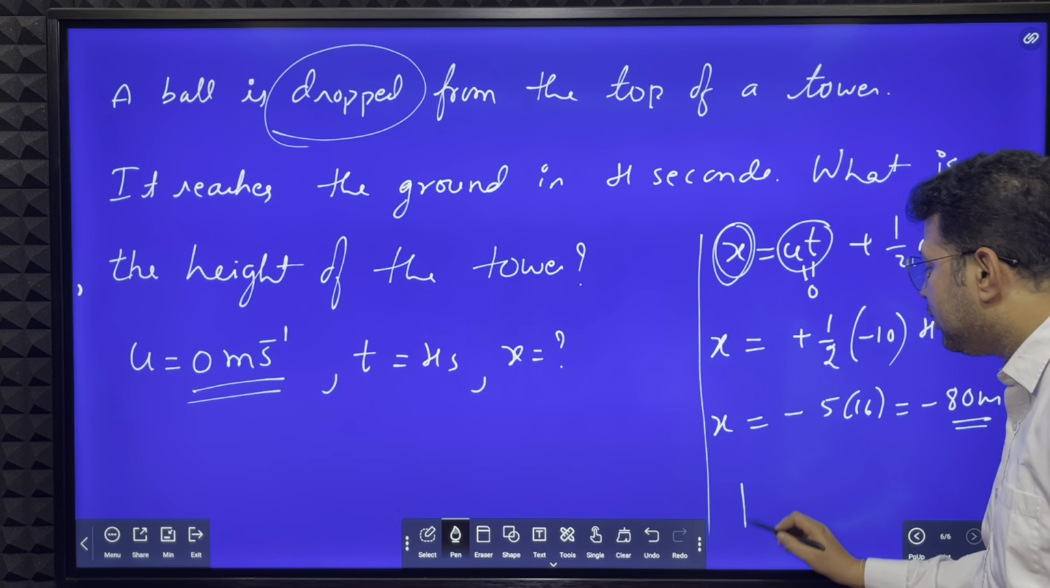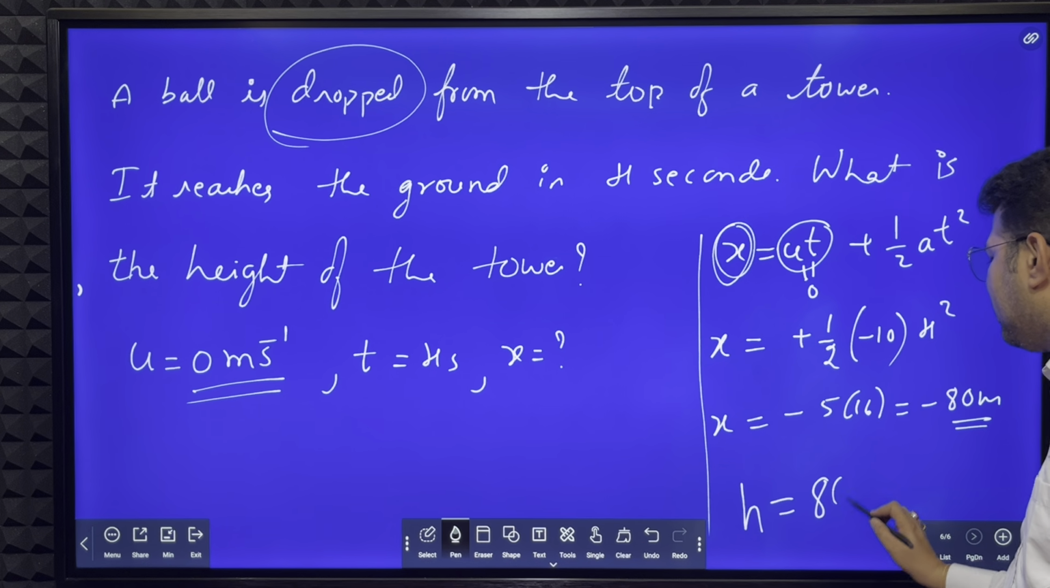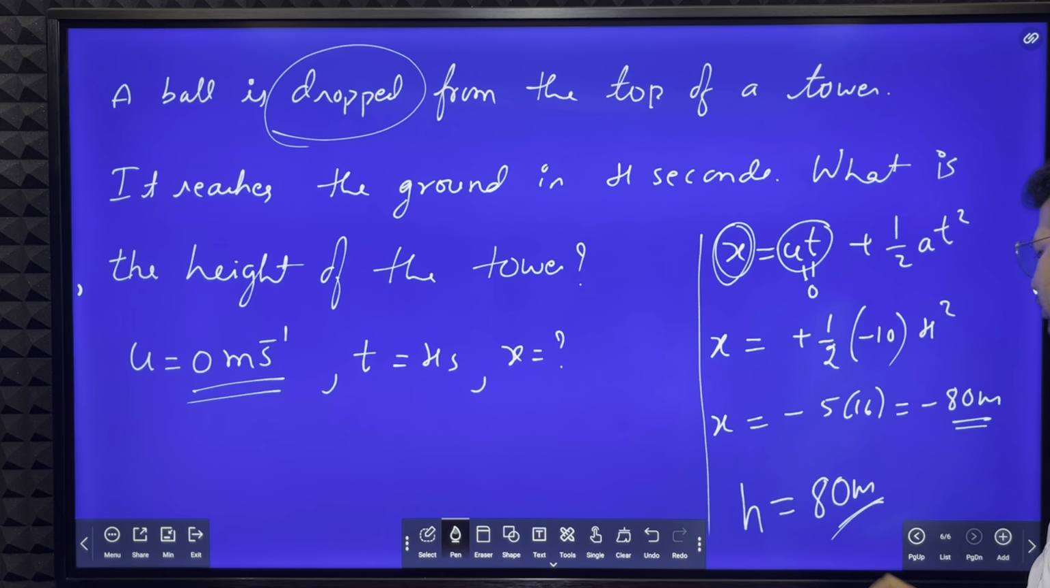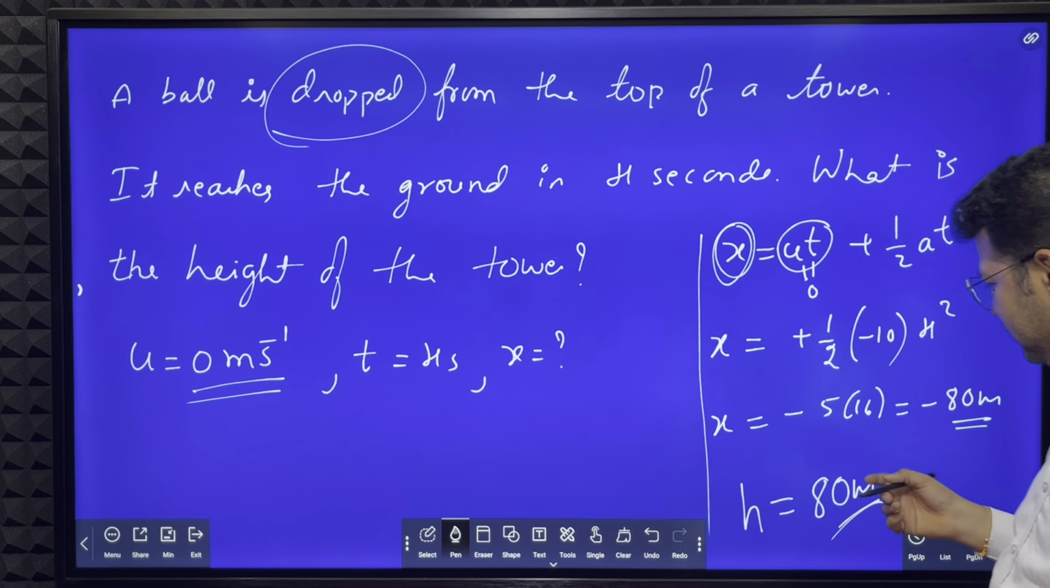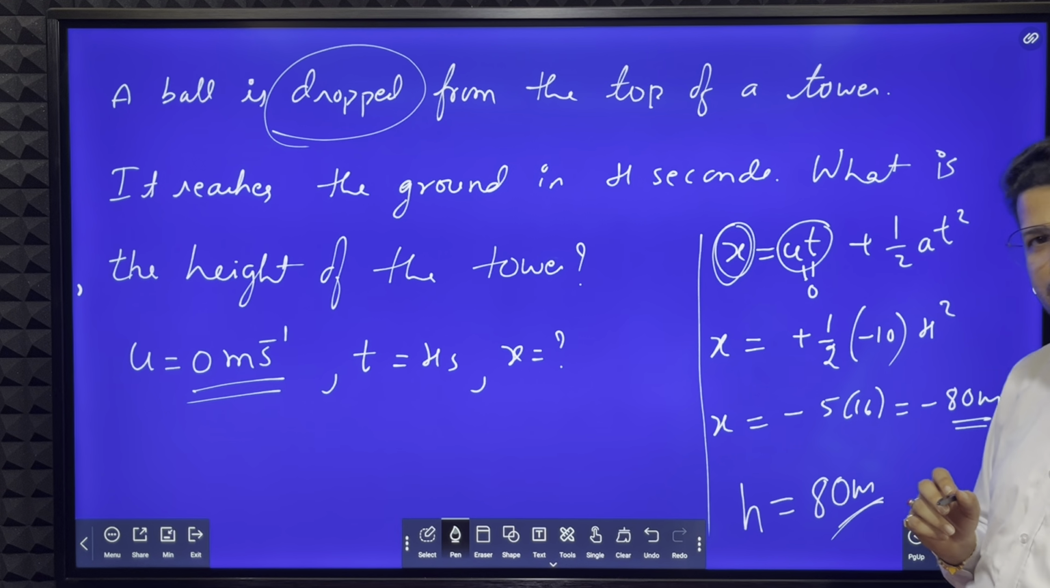Therefore, what is the height of the building? H is therefore 80 meter. Height cannot be negative. You cannot write it as negative. Height is equal to 80 meter. Okay. Can you understand?